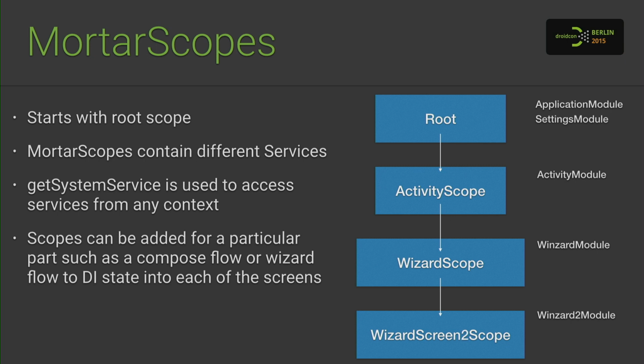So from the wizard scope, we go to wizard screen 2. And again, because in the hierarchy of Mortar scopes it's below, all the dependencies that are created within the wizard scope can be easily injected and used.